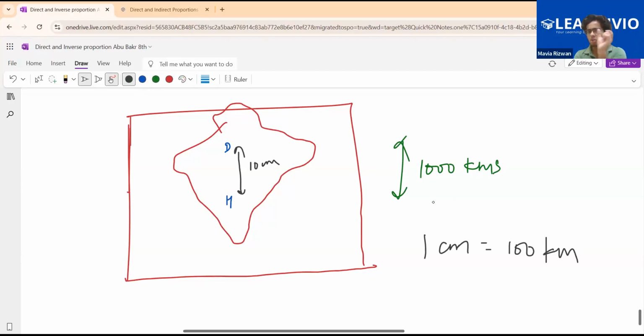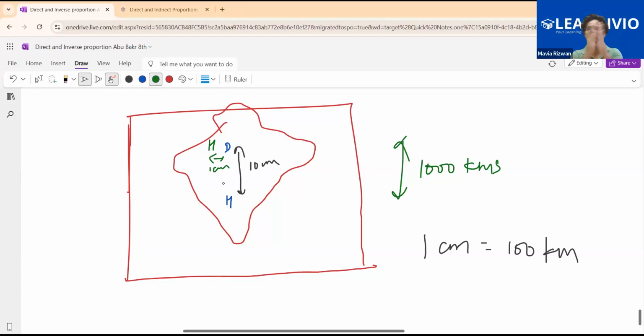Is this clear? So in this map, if there is a gap of 1 centimeter, in real that means there is a gap of 100 kilometers. Okay, Abubakar? Yes, sir. Got it? Easy. So suppose next to Delhi here is Haryana. Let's say there is a gap of 1 centimeter. So this means that Haryana is 100 kilometers away. This is what a map scale means.